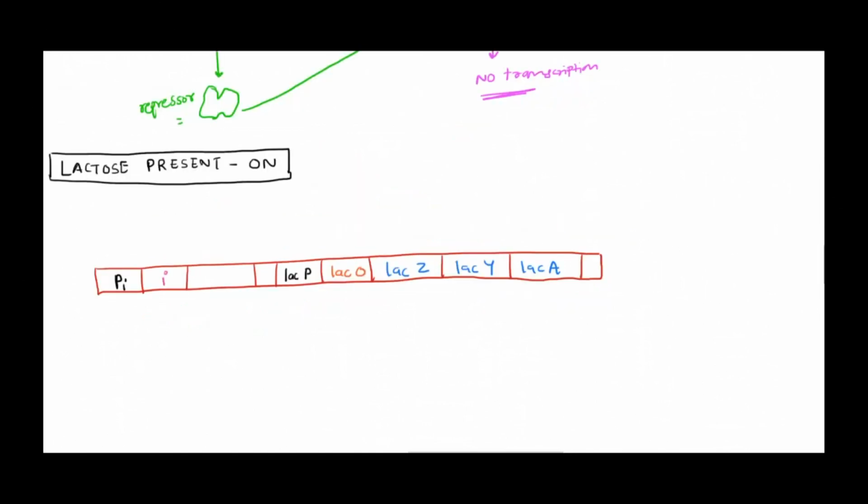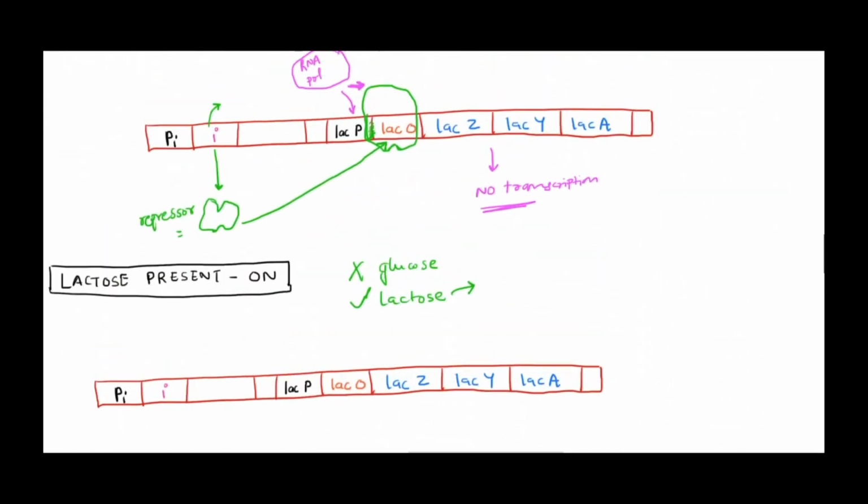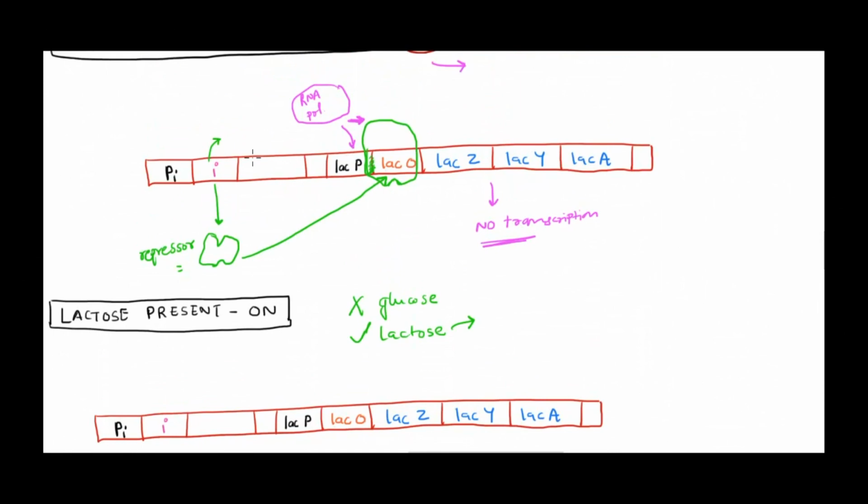Now let's say, for example, the same bacterial cell is now in an environment where there is absolutely no glucose and there's only lactose present. So now the cell doesn't have any other choice. It has to utilize or metabolize the lactose. In this case, what do you think should happen, logically?